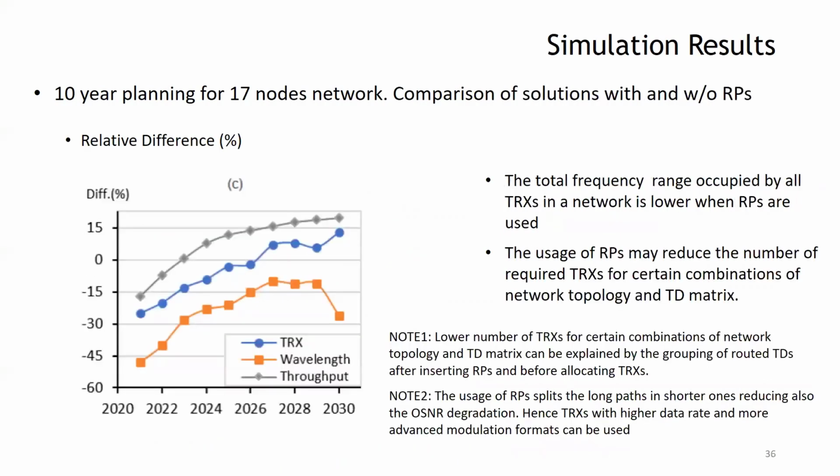And the last picture I'd like to show here is the relative difference of the solutions generated by the algorithm for the scenarios with and without regenerator placement. The scenario with regenerator placement gives the solution with better spectrum utilization and for certain combinations of topology parameters and requested traffic with a lower transceiver count. And this brings us back to the question of regenerator placement optimization during the transceiver allocation, which is for now out of scope of this work.